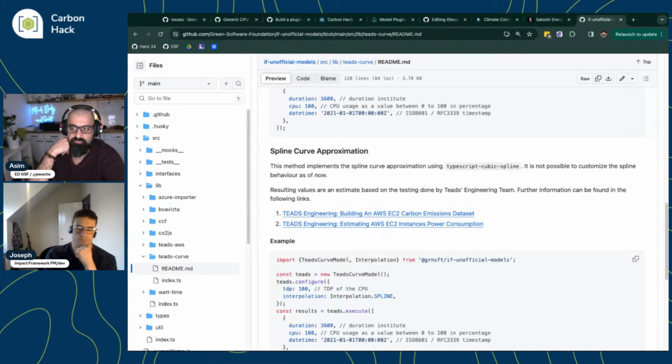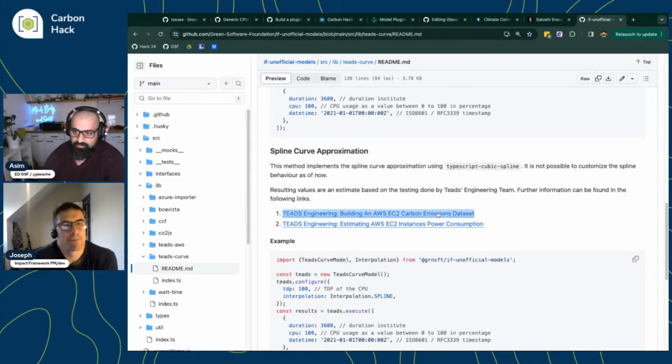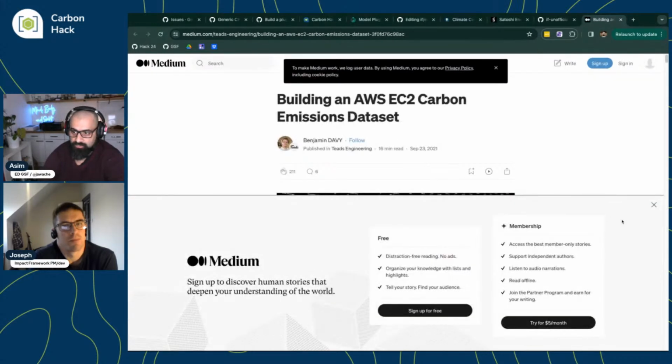Well, there's two bits of information that you need. For every single chip in the world, it has a value called TDP, thermal design power. And what Benjamin Davies and the team at Teeds did a while ago was they just went, do you know what?